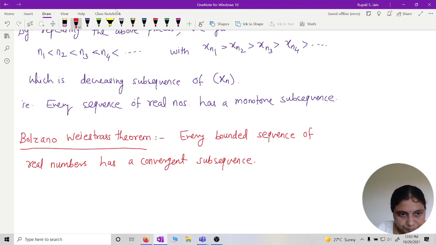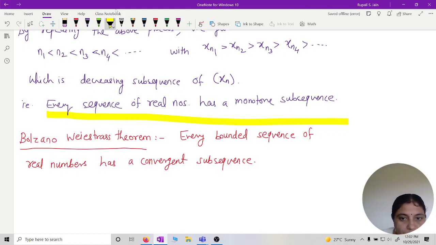What is extra here? What is the difference between the earlier theorem we have proved and this Bolzano-Weierstrass theorem? Earlier we proved every sequence of real numbers has a monotone subsequence, and now suppose it is moreover bounded; then instead of monotone we will get a convergent subsequence. Is that okay? Many times this can be asked as state and prove the Bolzano-Weierstrass theorem. Whichever theorems have names, they can be asked as state and prove, so you have to remember the statement and the proof also.